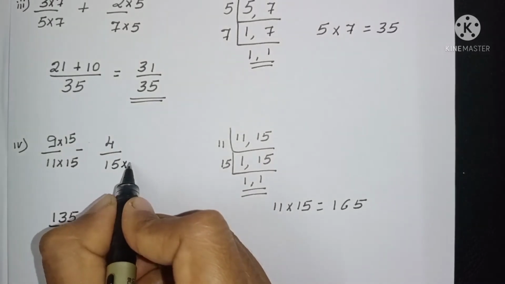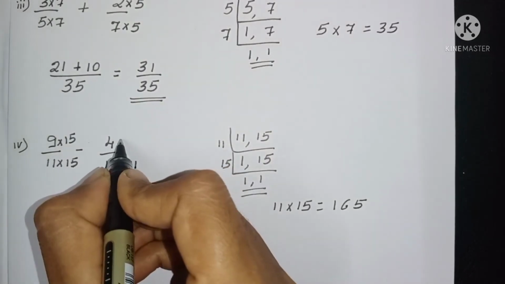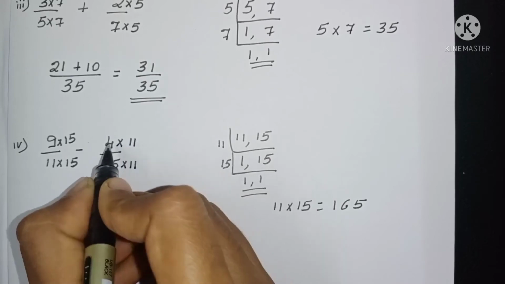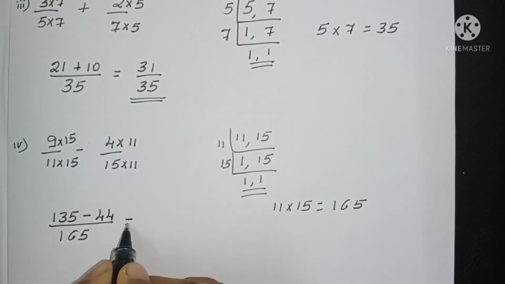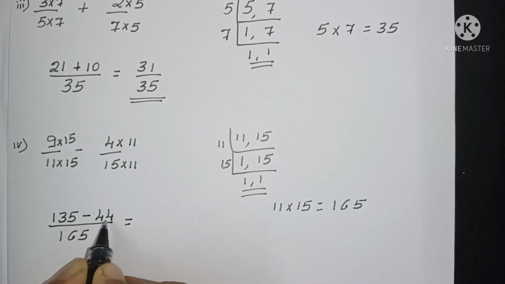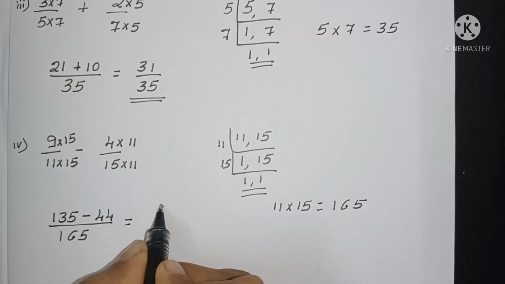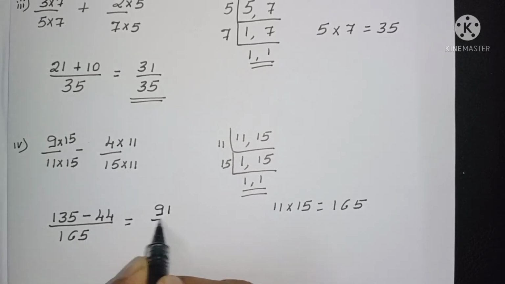So here it is into 11. The numerator we have to multiply by 11. 4 into 11 is 44. So here the minus sign is there. So we have to subtract 135 minus 44. When you subtract, we will get 91 by 165.